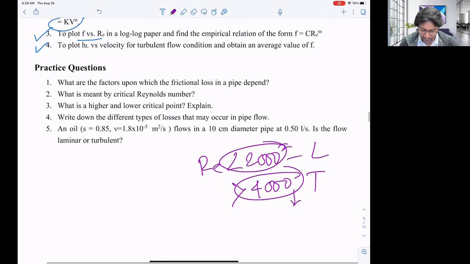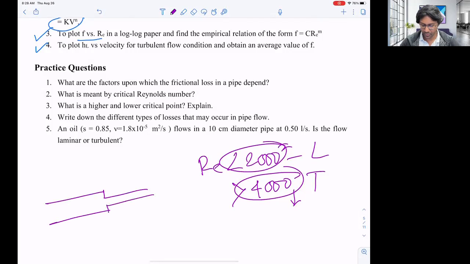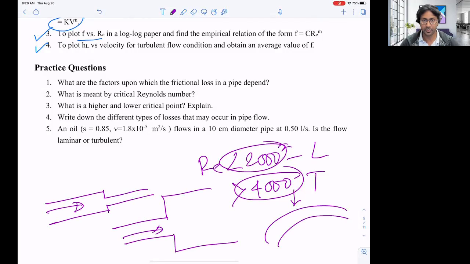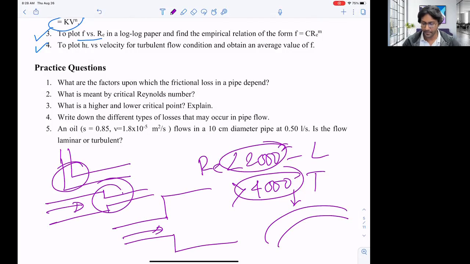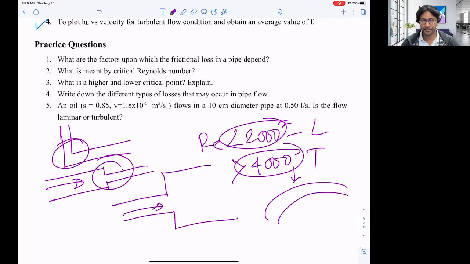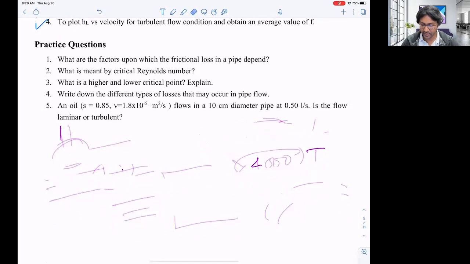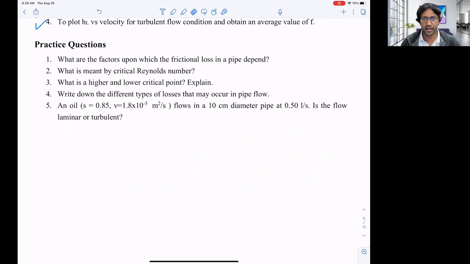Write down the different types of losses that may occur in a pipe flow. What types of loss may happen? We may have this type of sudden contraction. We may have sudden expansion, if flow occurs from left to right. And we may have this type of elbow bend. We may have this type of bend. Because of the fittings and the shape of the pipe, there will be minor loss. These are called minor losses. And the major loss is the head loss because of the friction factor and the roughness of the pipe or the surface over which flow is occurring. So these are the causes.